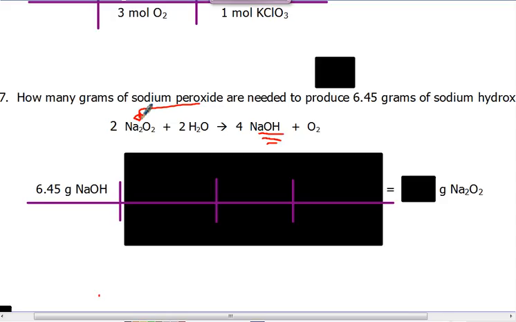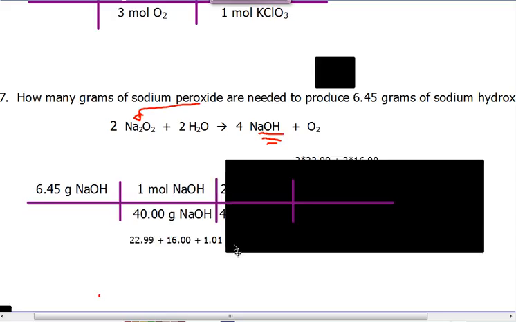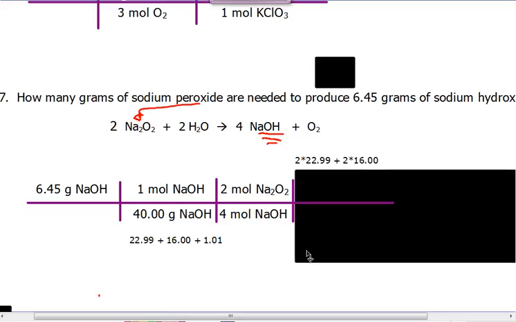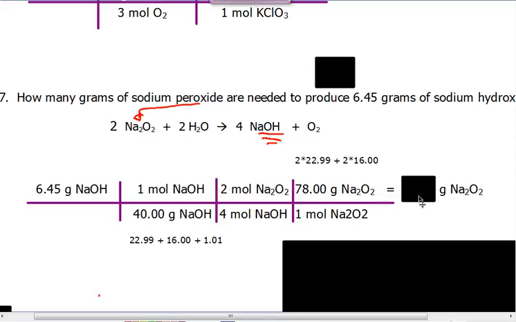So that's your goal. You write down your given, you write down your goal, leave lots of space in between. I still have one or two people who are starting the problem in the middle of the page. You don't leave yourself enough space to work the problem. This is grams. Change grams to moles, moles to moles, and then moles to grams, and then we have an answer.